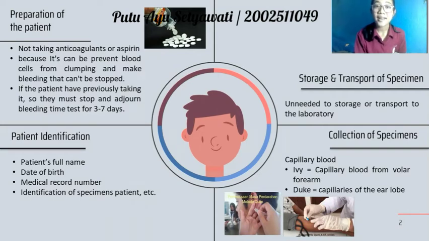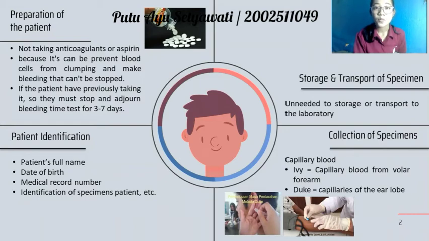Next, patient identification. We must ask the patient about their full name, date of birth, medical record number, until identification of their specimen, because it aims to ensure the patient data and avoid medical errors. Next, collection of specimen. The specimen is taken from the capillary blood of the patient. For Ivy's method, use capillary on the forearm, and Duke's method uses capillary of the earlobe.